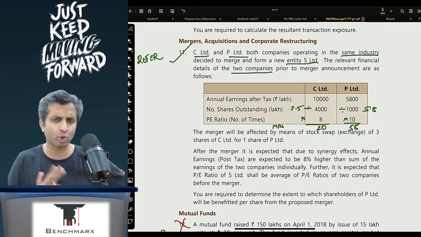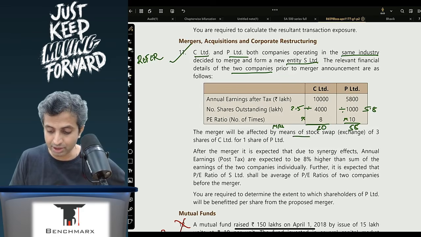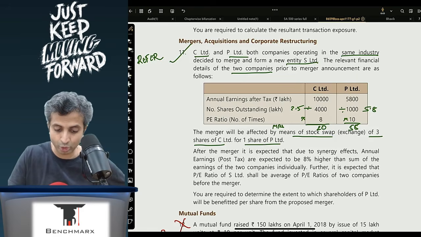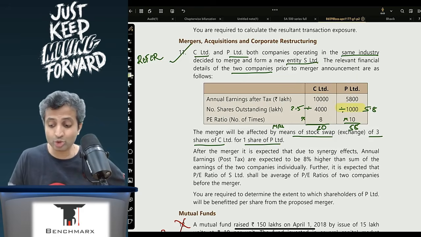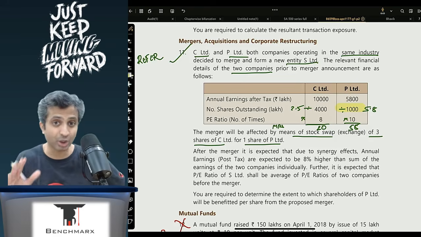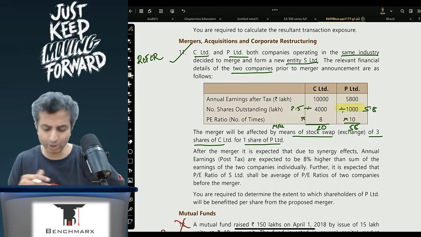You can even do it on a totality basis without going to the per share calculation. The merger will be effected by means of a stock swap, that is exchange of 3 shares of C for 1 share of P. So basically the 1 share of P over here is going to get what? The 1 share of P is going to get 3 shares of C. So 1000 into 3, that is equal to 3000 shares of C will be given to the shareholders of P.